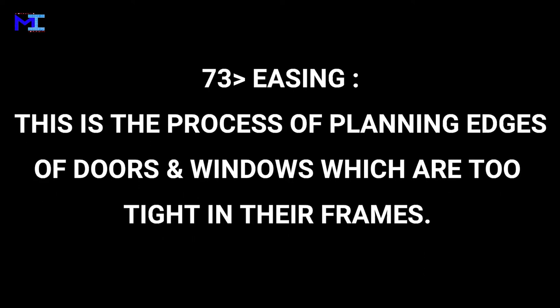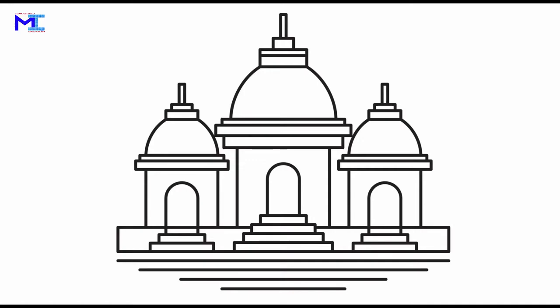This is the process of planning edges of doors and windows which are too tight in their frames. Edifice. The lower part of roof projecting beyond the wall face. Elevation. Front view or facade of building.